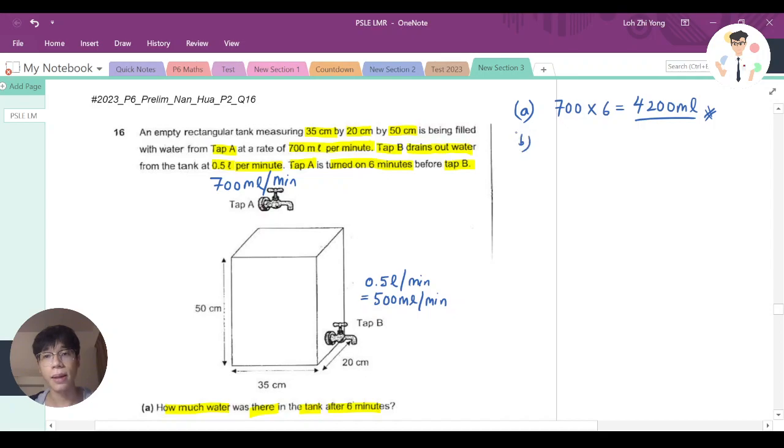Okay. Now it means that at the first 6 minutes, we just draw a line. So for the first 6 minutes, the tank already has 4,200 ml of water. Okay, let's move on and look at B.